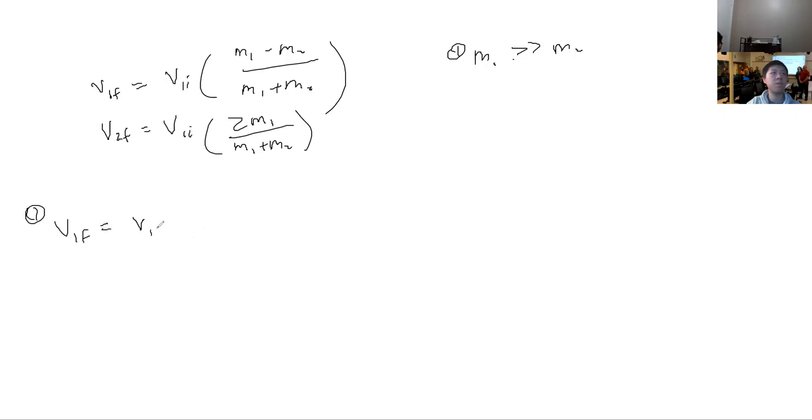All right, okay, so the first case I want to check is M1 is larger than M2, a lot larger. So V1f is equal to V1i times... okay, I don't know if you heard me say this, but let's just say I weighed like 100 pounds and a speck of dust landed on my shoulder, right? Does that contribute significantly to my mass?